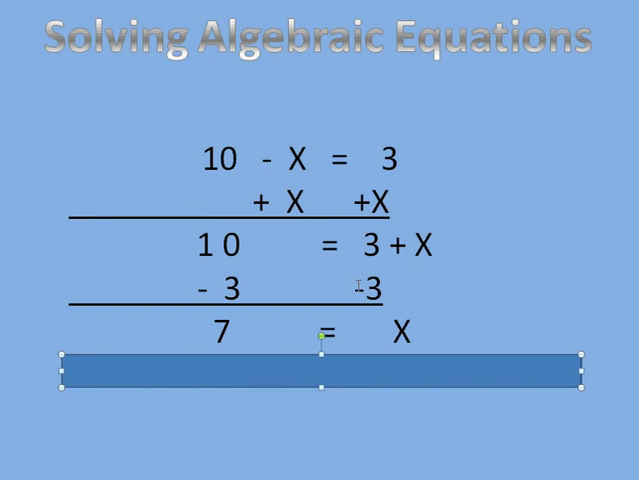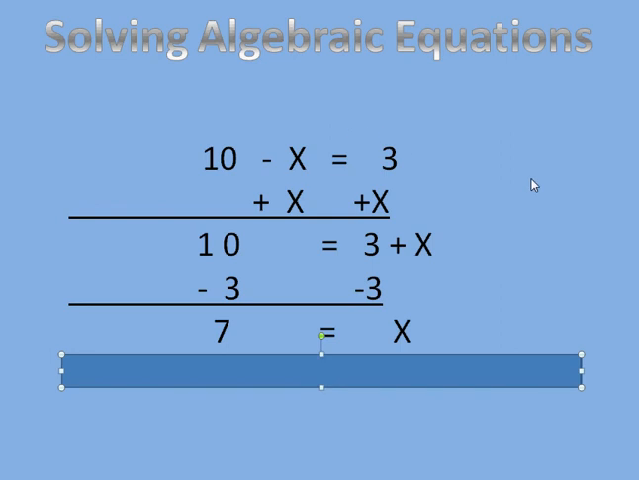3 minus 3 equals nothing. 10 minus 3 equals 7. So 7 equals x, or x equals 7. Well, I put my 7 up here in my x. And 10 minus 7 does equal 3.